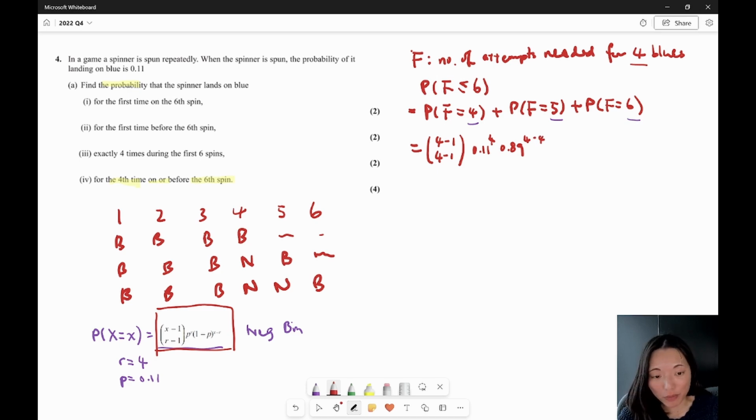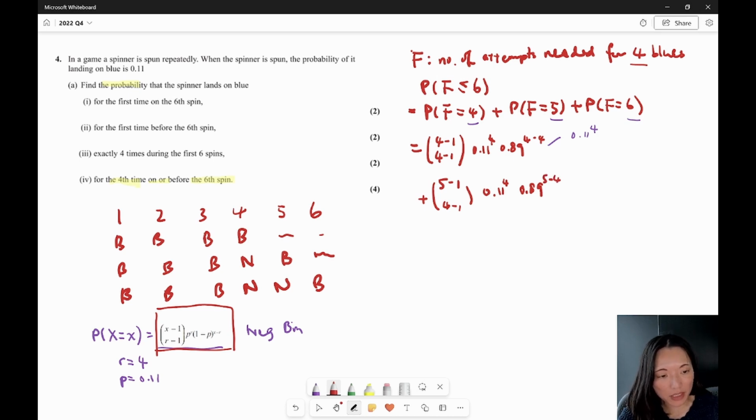I've written this out, but you should be able to work out that if I want 4 blues in the first 4 attempts, this is simply the same as 0.11 to the power 4, because I just want 0.11, which is the probability of success, 4 times. What about 4 blues in the first 5 attempts? That is simply replacing x equals 5. So 5 minus 1 choose 4 minus 1, 0.11, again to the power 4 because there are 4 successes, and then 0.89 to the power of 5 minus 4, which is 1. I'm just going to write that out for clarity.